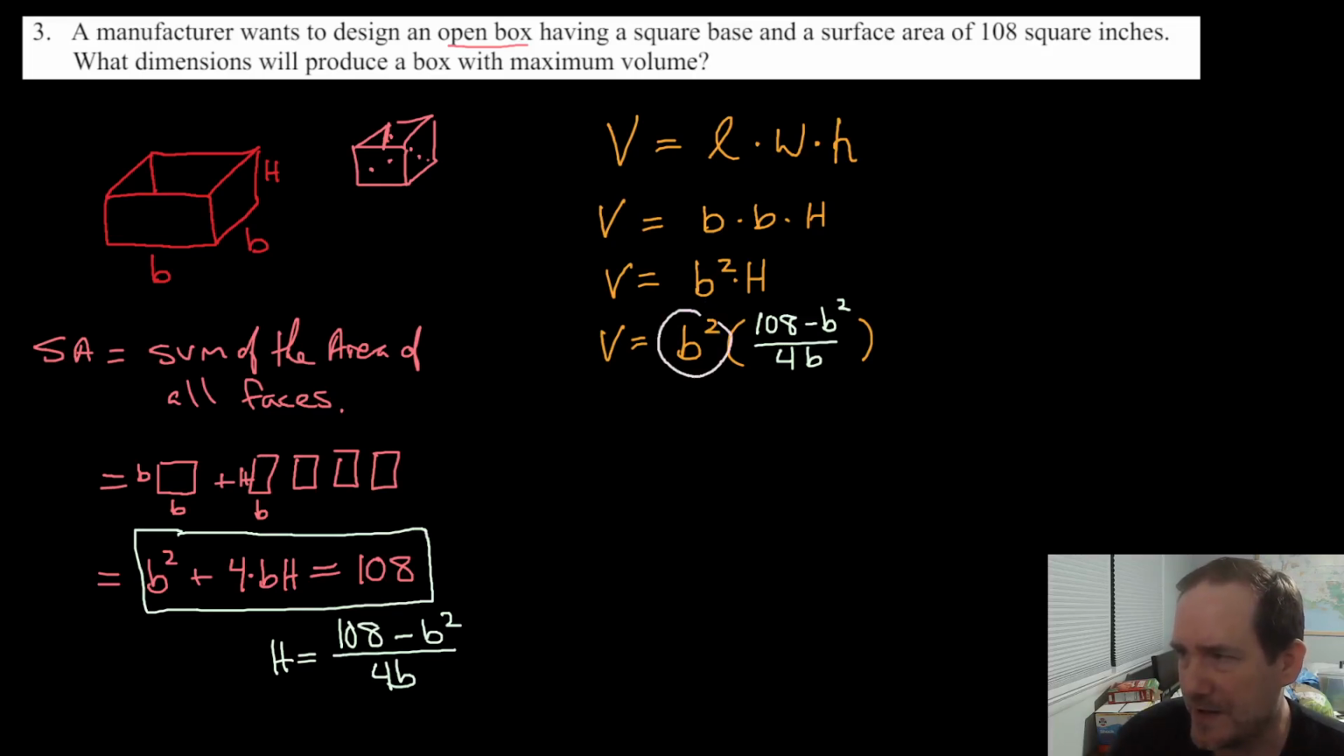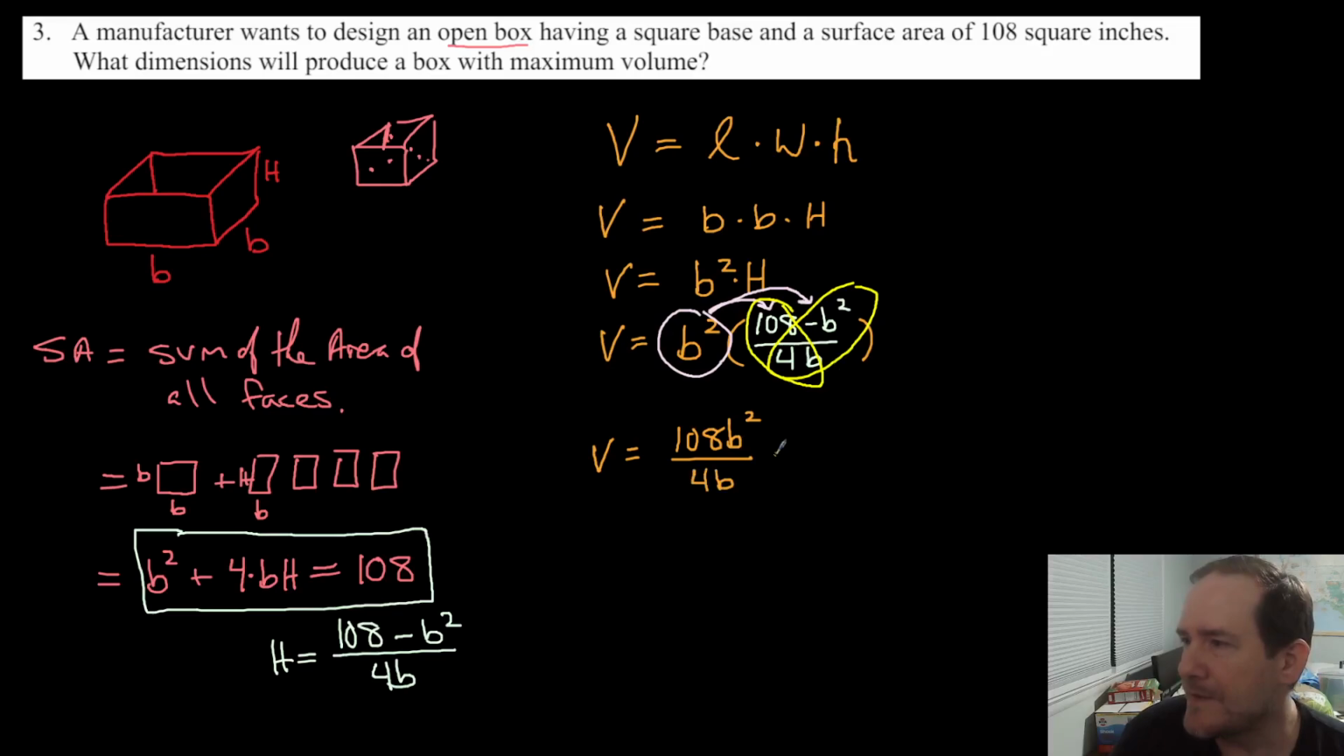I'd clean it up by taking the b squared and distributing it in. And since I'm dividing by 4b, I can just divide each term: the 108 divided by the 4b, then the b squared divided by the 4b, turning our equation into two kind of clean terms. So what's this going to be? It's going to be 108 times b squared, but divided by 4b. And then we're subtracting from that b squared times b squared, which is b to the fourth, but divided by 4b.